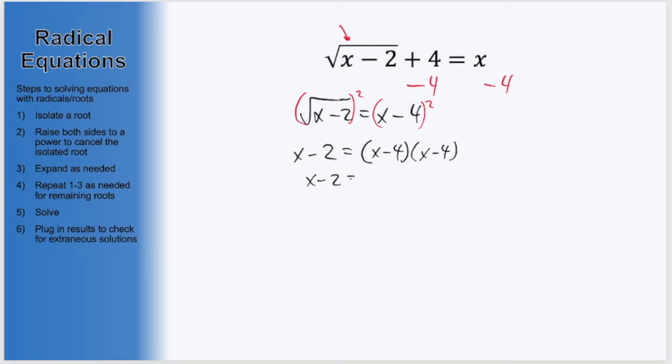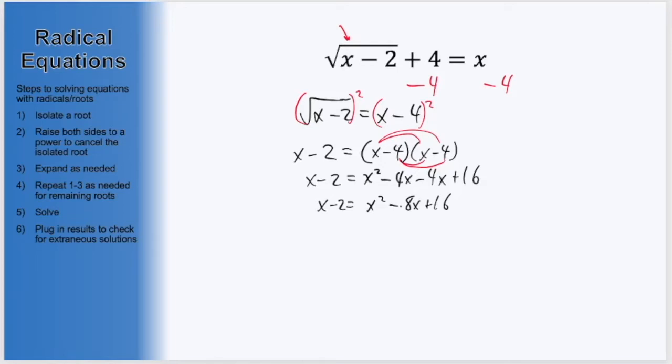Let's go ahead and write it like this so we know to FOIL it. When we FOIL the right side, we'll have x squared from the first, then the outer gives us minus 4x, then the inner gives us another minus 4x, and then the last gives us minus 4 times minus 4, which is plus 16. Combining like terms, we get x squared minus 8x plus 16 on the right side. There are no more radicals left in our equation, so we can solve this with whatever means we have left.